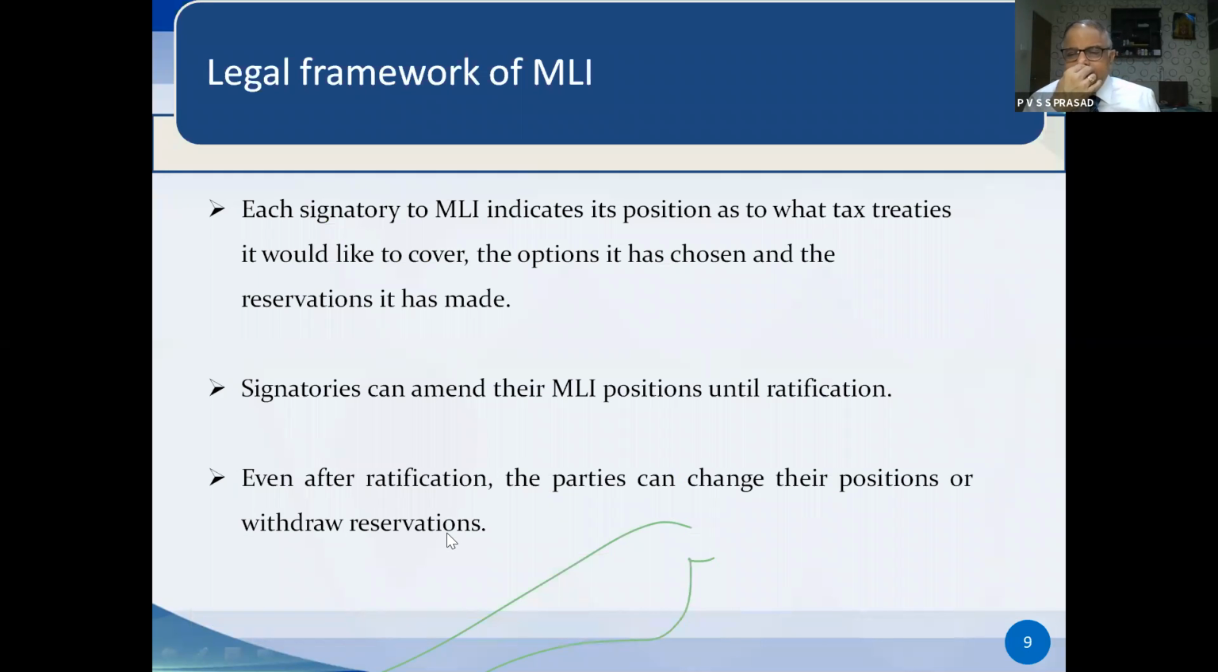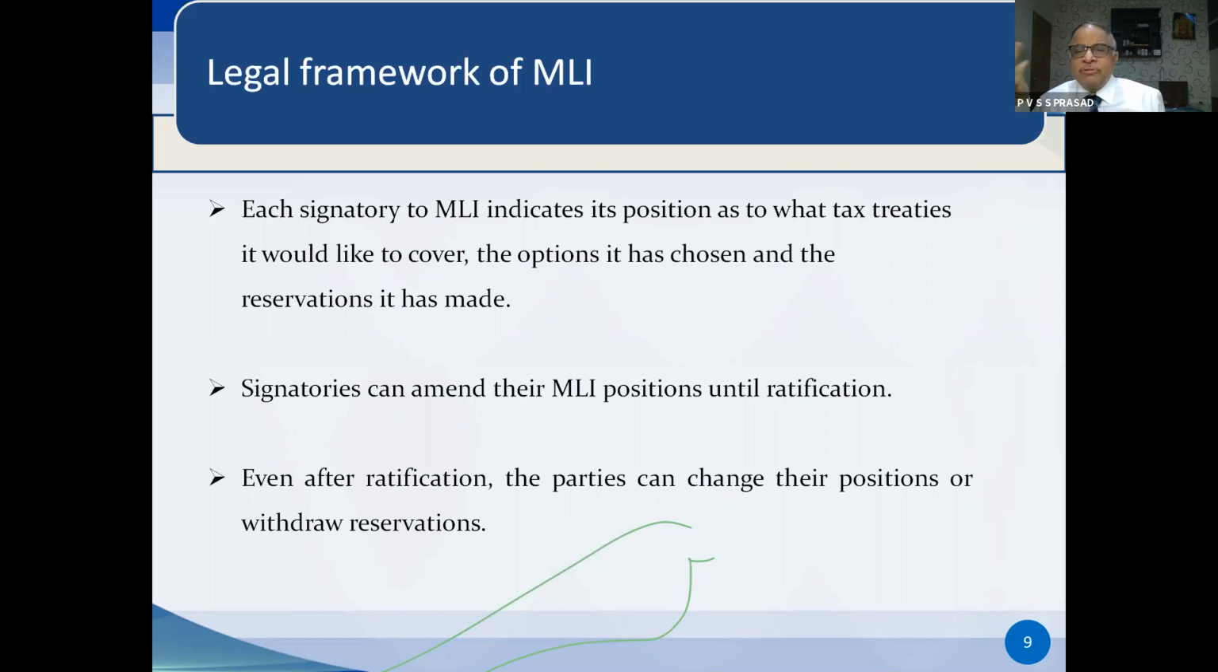How an MLI is going to operate, how it is going to modify the existing tax treaty, is a very interesting discussion we are going to have. Each signatory to the MLI indicates its position as to what tax treaties it would like to cover. On 7th June, when India signed as one of the signatories in the first batch of countries who have signed the MLI, we notified all the existing tax treaties, as many as 93 tax treaties.